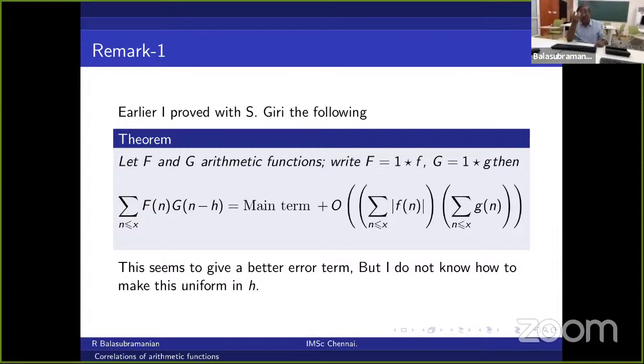And therefore, this error term in many situations seems to be definitely better. And in fact, I don't even need the capital F to be multiplicative or capital G to be multiplicative. I only need the fact that the L1 norm of little f and L1 norm of little g are small, which is essentially equivalent to assuming that capital F and capital G have the property that F of p is close to 1 and G of p is close to 1. And okay, first of all, I should say, where did we get this problem from? It was not something which we just did out of curiosity. We were actually looking at the following problem.